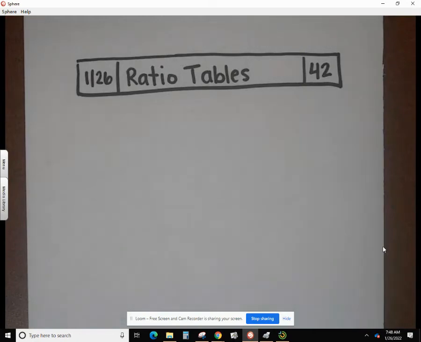Okay, the first thing that you need to do today is open up your table of contents and put in this entry. So today is January 26th. Our topic is ratio tables, and that's going to be on page 42.